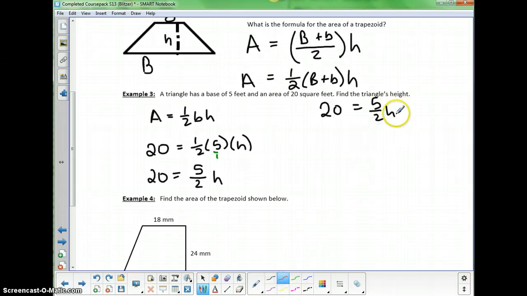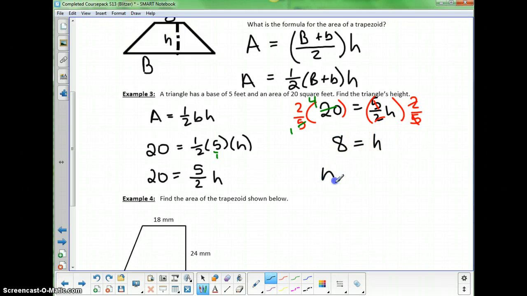Then to solve that, I need to divide by 5/2, which is the same thing as multiplying by the reciprocal, 2/5. So I'm going to multiply both sides by 2/5. That will allow both parts of the 5/2 to cancel. So I'm going to get h equals, and on the other side, 5 goes into 5 once and into 20 four times. So I have 4 times 2, or 8. So the height is 8 feet.